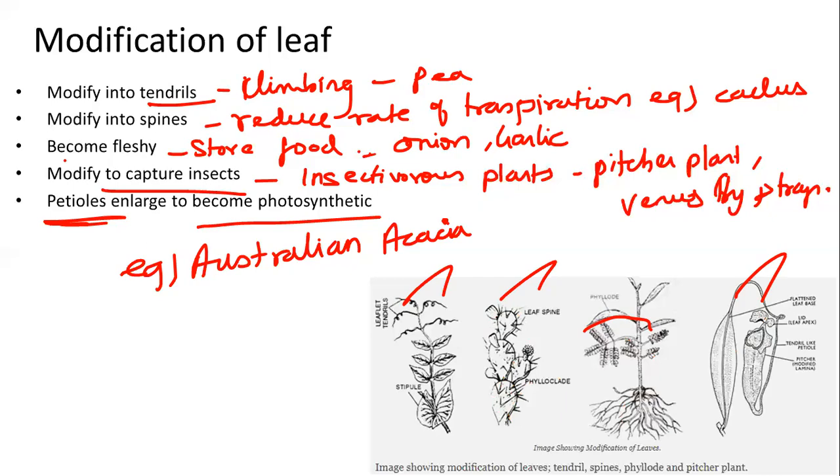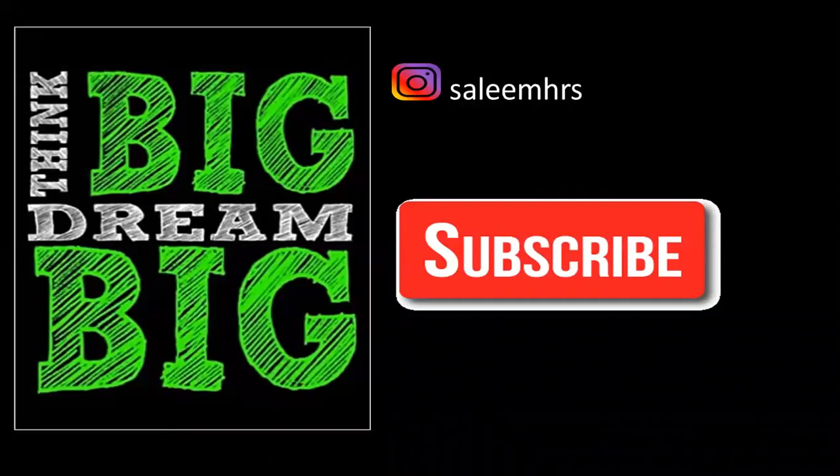Okay, so with this, the leaf part, and the leaf, stem and root part is over. In the next video, we'll get to know about flowers, fruits, and some about seeds.